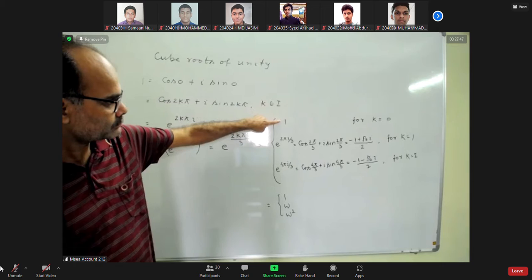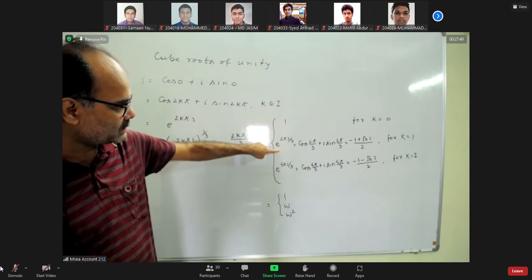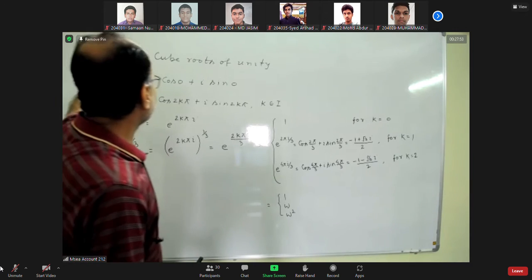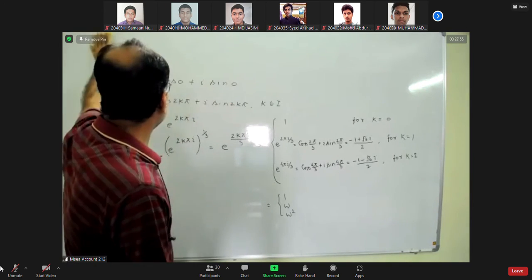Now, the magnitude of all these 3 complex numbers is how much? 1. So come to properties of cube roots of unity.